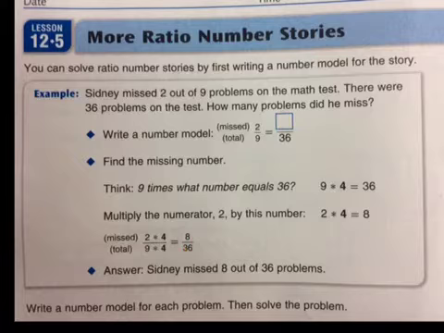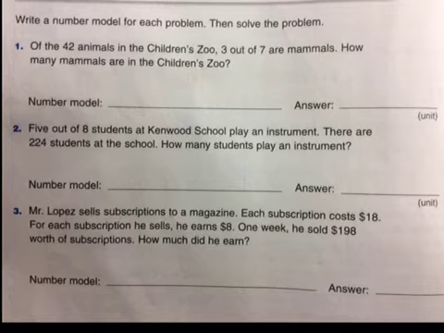Let's try that with the word problems from 1 to 3. For questions 1 to 3, we have to identify the numbers and how we're going to put them into a fraction. Let's read number 1, and you can do 2 and 3 on your own, which we'll check later. Here we have 42 animals in the children's zoo. It sounds like that's the total number of animals. 3 out of 7, that looks like a fraction. 3 over 7 are mammals. How many mammals are in the children's zoo? So we want to know what the 3 is. We have 3 out of 7 are mammals.